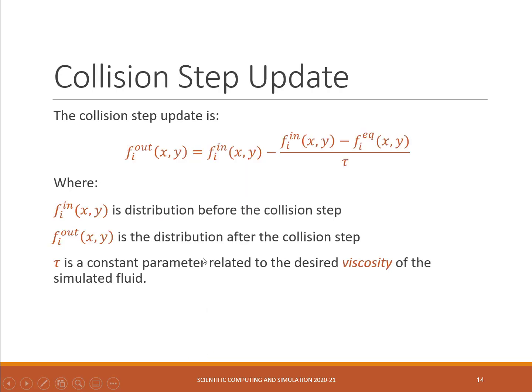In the LGM, we considered all possible collisions of individual particles to obtain collision rules. But in the LBM, the collision is approximated using the formula presented here. In this equation, f in x, y is the distribution function before the collision step, while f out x, y represents the distribution after the collision. Tau is a constant parameter related to the desired viscosity of the simulated fluid.